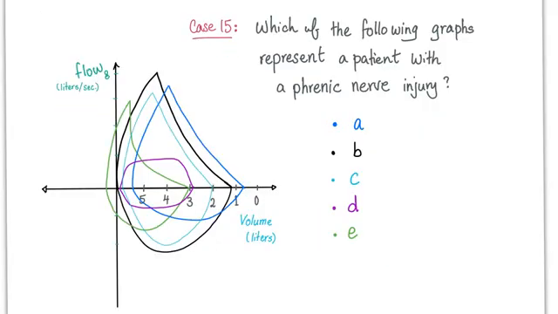First, let me help you by answering the previous case. Which of the following graphs represent a patient with a phrenic nerve injury? And here are your choices. They correspond with the colors. So A is the blue, B is the black, C is the indigo, D, etc.